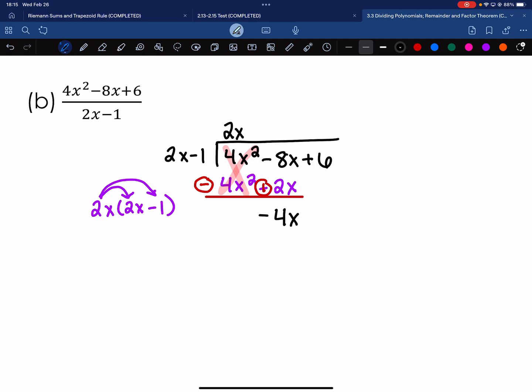Not a negative 4, sorry, negative 6. And then you drop down the 6.